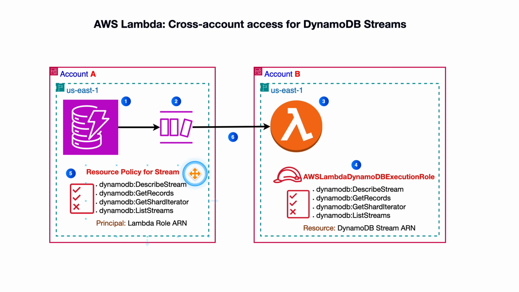Then in account A, we'll create a resource policy for that DynamoDB stream and we'll provide the necessary permissions. And for principal, we'll mention the ARN of this Lambda role so that only this role can access this DynamoDB stream. Finally, to verify, we'll add or update an item in this table and that will eventually trigger this Lambda function, and we should be able to see some entries in our log.